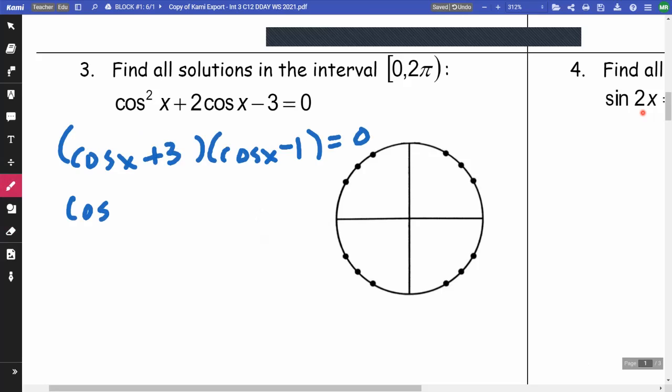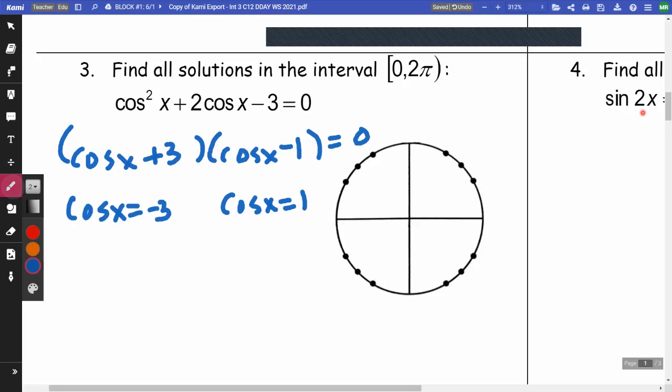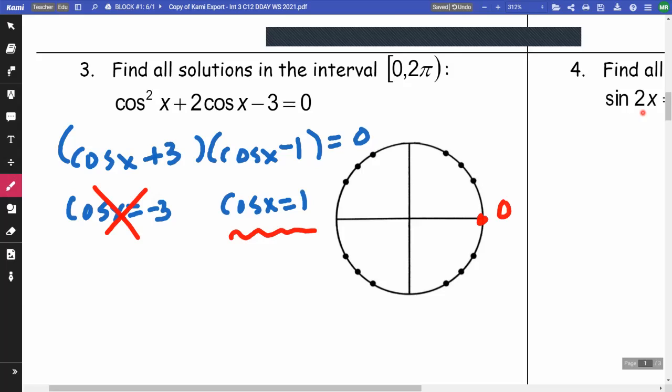So I'm going to have cosine x equals negative 3. And I'm going to have cosine x equals 1. Cosine is between negative 1 and 1. So this is not going to be an answer. It's not going to be possible. This one here, where is my cosine equal to a 1? So that would be at 1 comma 0. So that would be 0. And again at 2 pi, but they don't want us to include 2 pi. So my answer for this is just going to be 0.